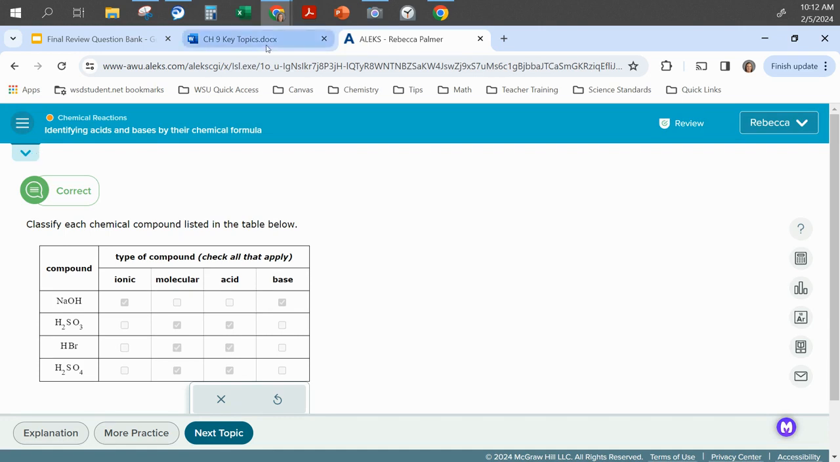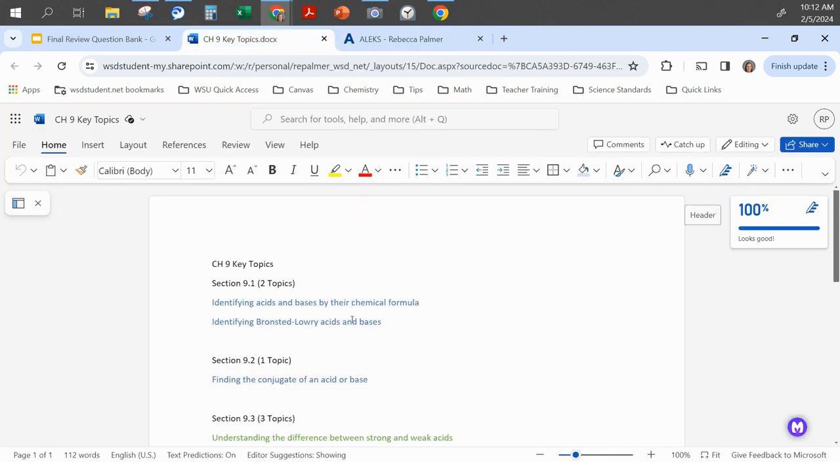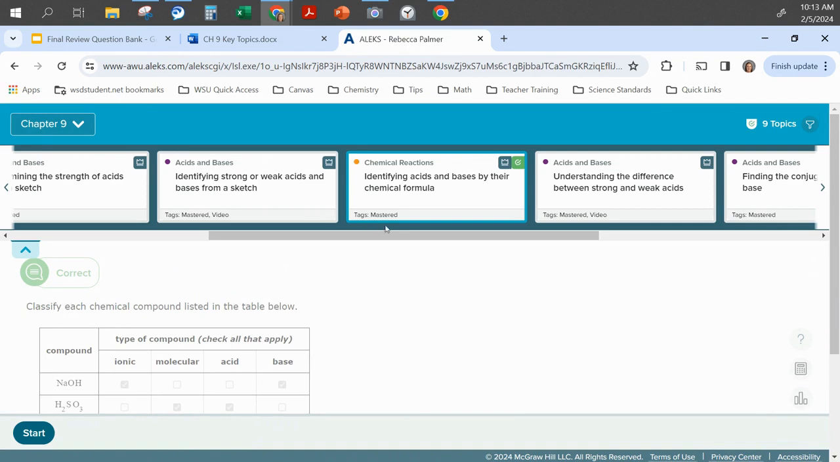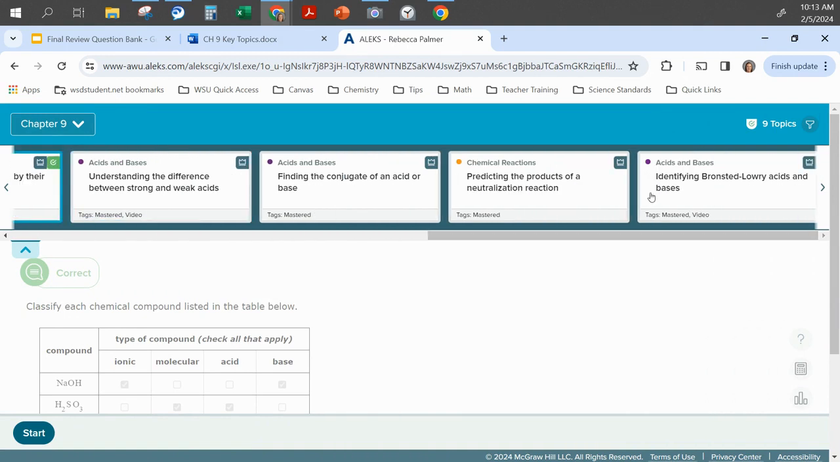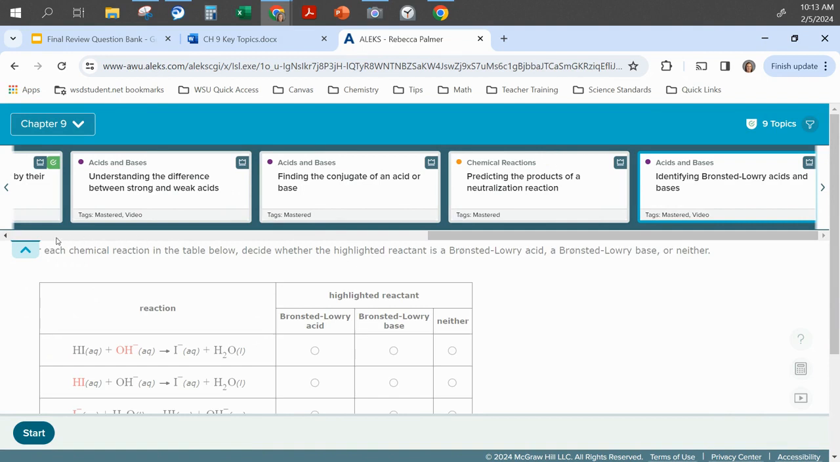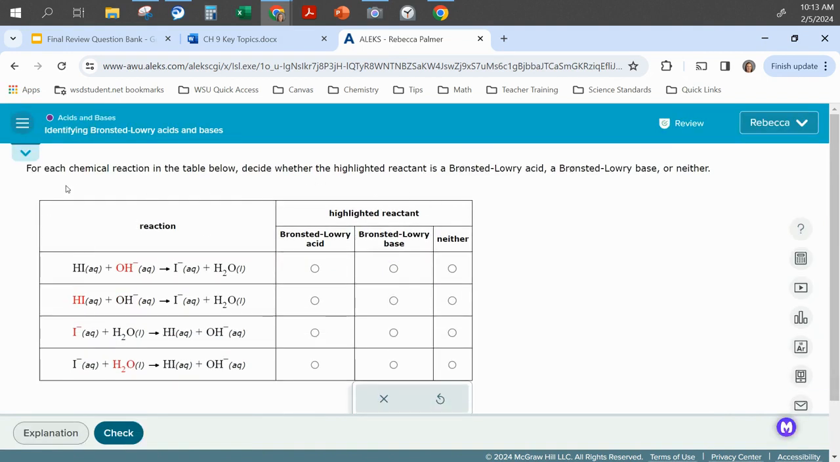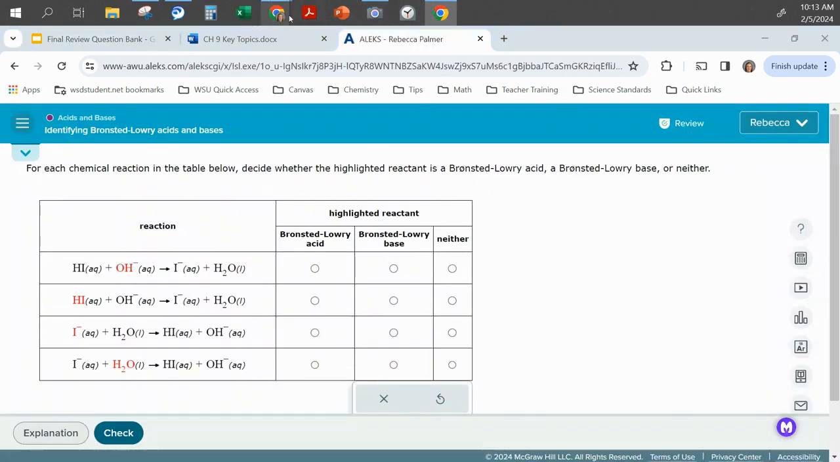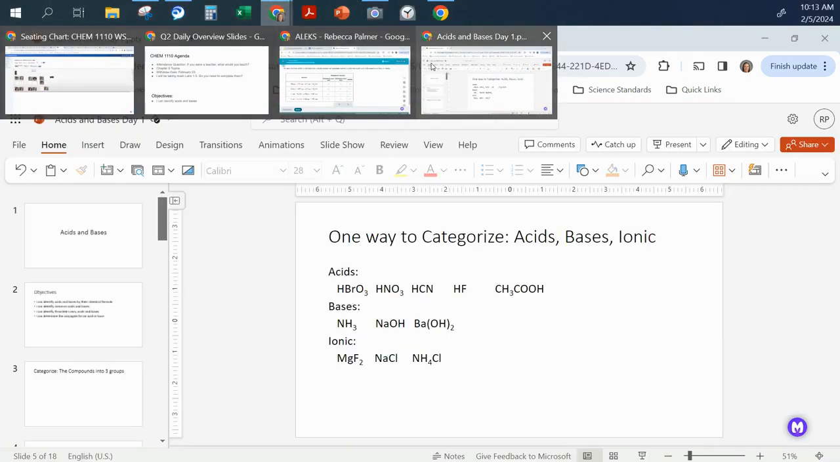Let me see. What are we doing now? Okay, let's do the next one: identifying Bronsted-Lowry acids and bases. Is that one on here? Yeah, mine's the last topic on my options. For each chemical reaction in the table below, decide if it is a Bronsted-Lowry acid, a Bronsted-Lowry base, or neither. Let's go back to our slides and get a definition. Where are the slides?